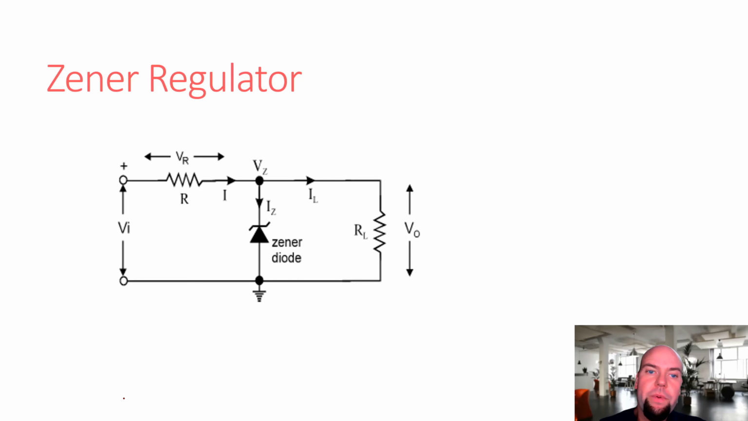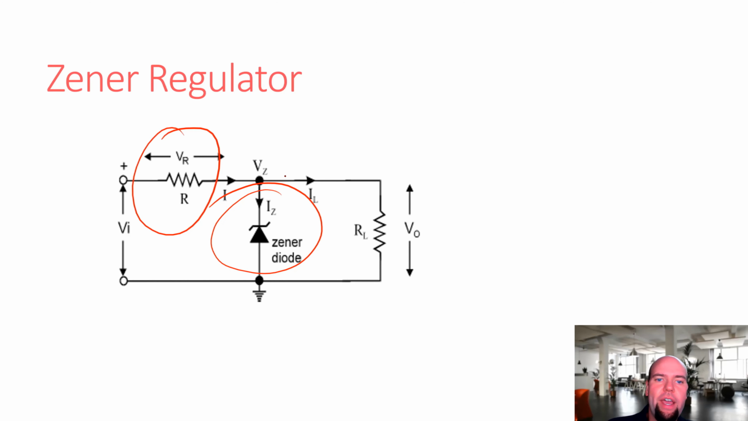So what types of regulators do we have? Let's start with the Zener regulator. This is the most basic type of regulator you have. Imagine you just simply took a Zener diode and oriented it like this, and you had some resistance so you don't have unlimited current flowing through the Zener diode.